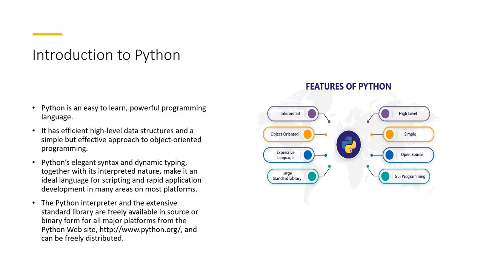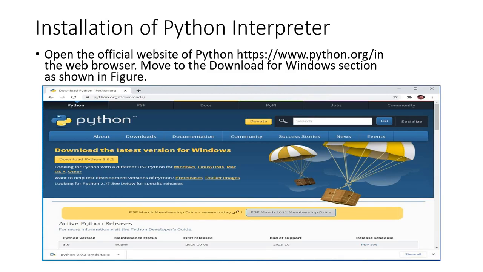It means it is freely available, and from its official website, www.python.org, you can easily download its latest version. So these are the features of Python: it is interpreted, it is object oriented, it is an expressive language, large standard libraries are there, you can do graphical user interface programming, it is open source, it is simple and easy to learn, and it is a high level language like C, C++ or Java. So these are the features that we should know about Python programming.